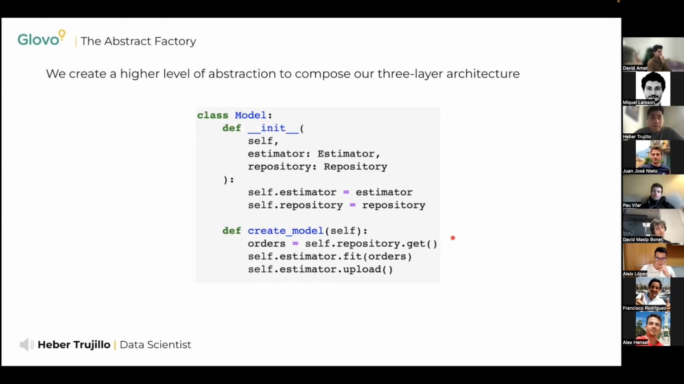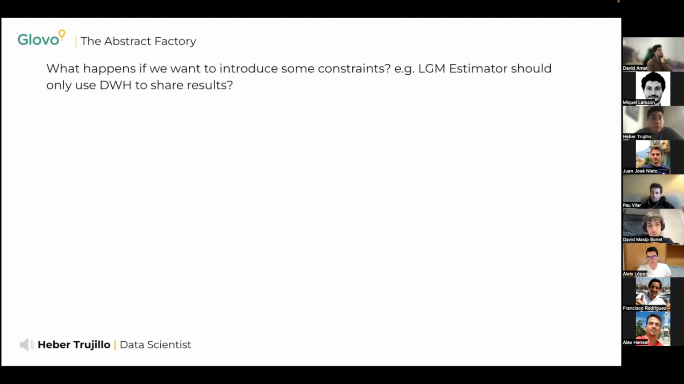But as you can see, this class by itself allows a lot of combinations or permutations of which estimator and which repository and which uploader we might use. So what happens if we want to introduce some constraints, for instance, that the LightGBM estimator should only use the data warehouse to share the results?